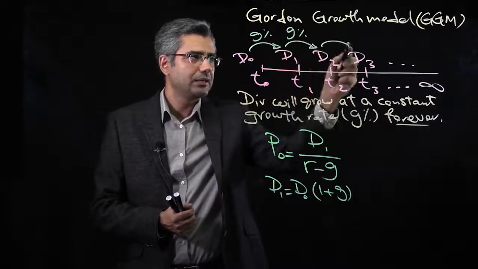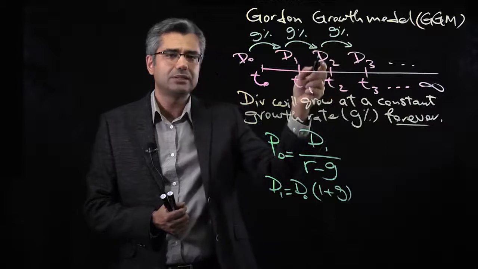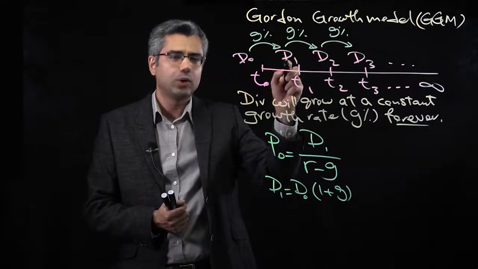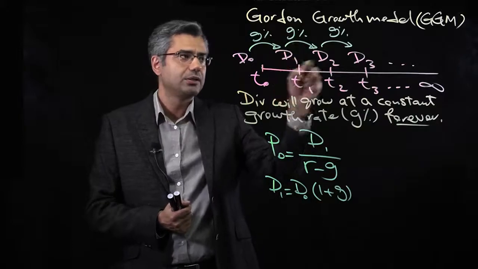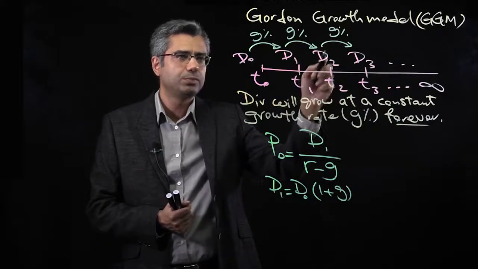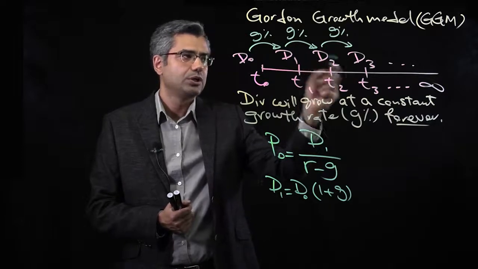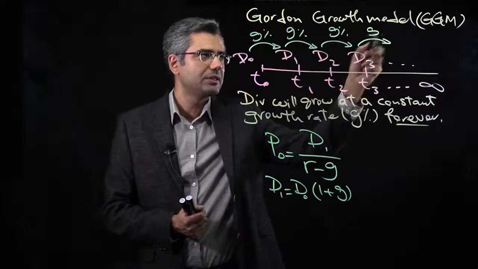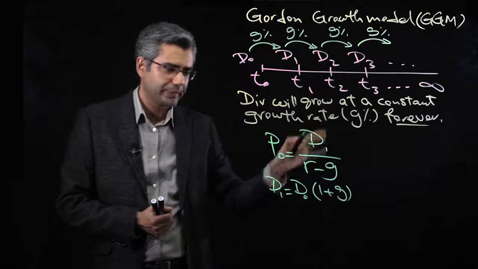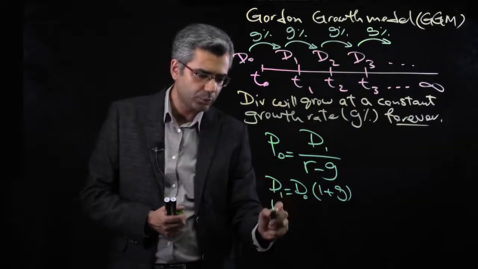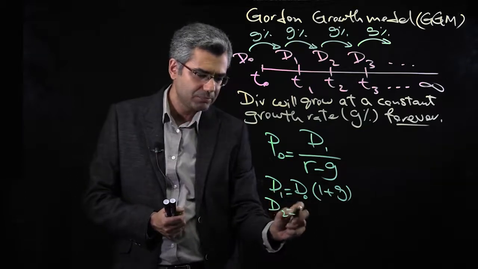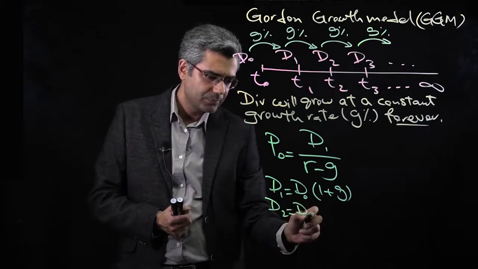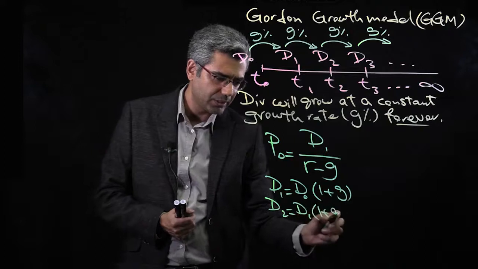So D2 is D1 plus G% of D1. D3 is D2 plus G% of D2. So it's growing at a G% constant growth rate forever. Of course, if you are interested in computing D2, D2 is D1 multiplied by 1 plus G.